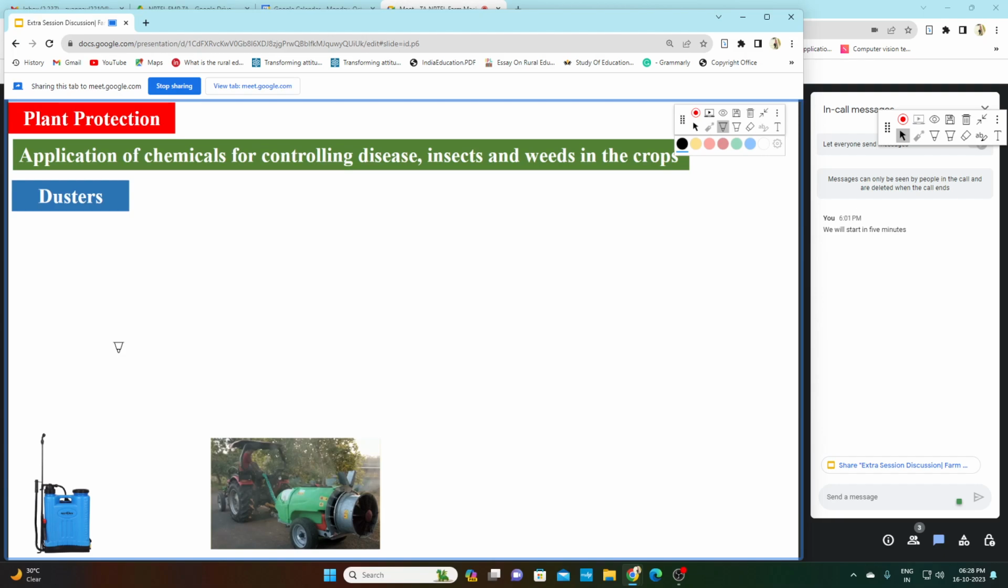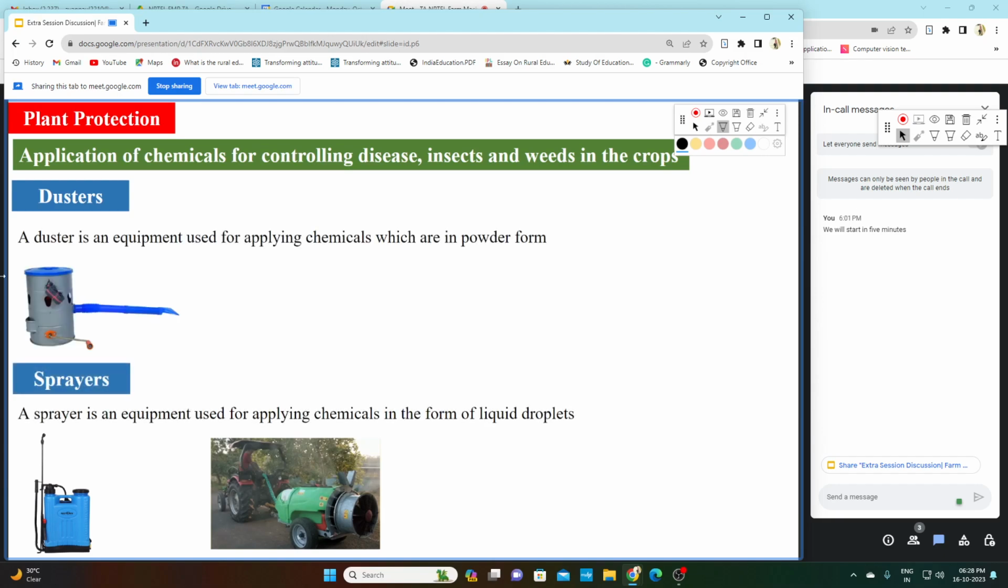Again I am repeating, the third farm machinery operation can be divided into two parts. Intercultural operation we have already seen. Now we will see the plant protection operation. So what is this plant protection operation? Plant protection is the application of chemicals for controlling disease, insects and weeds in the crop.